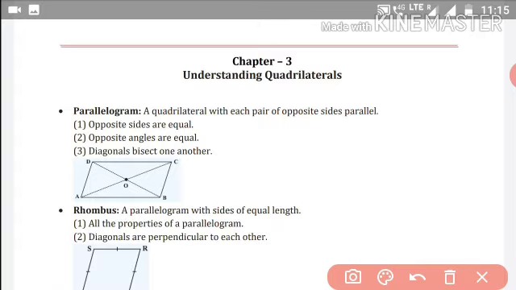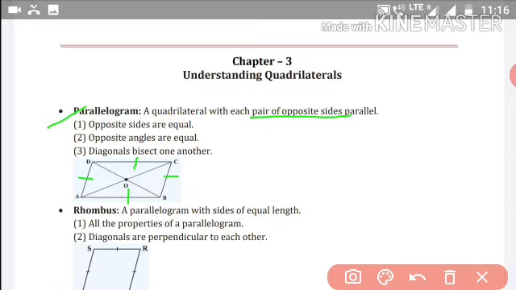First one is parallelogram. A quadrilateral with each pair of opposite sides parallel. Number 1, opposite sides are equal. So for a parallelogram, opposite sides means here AD and BC. These are opposite sides. And another pair, AB and DC. These are also opposite sides.